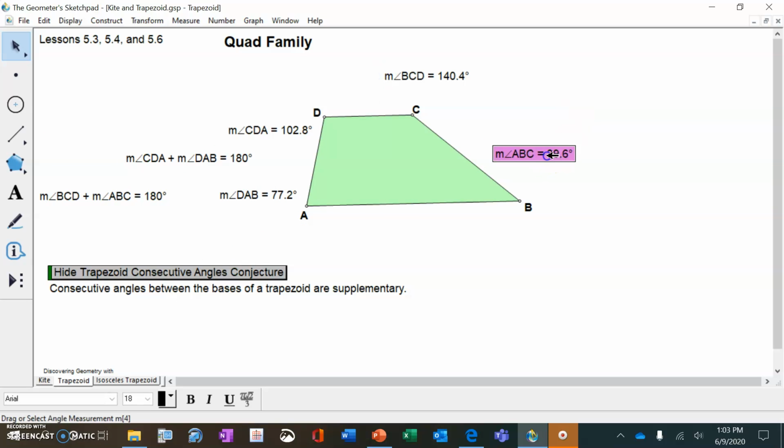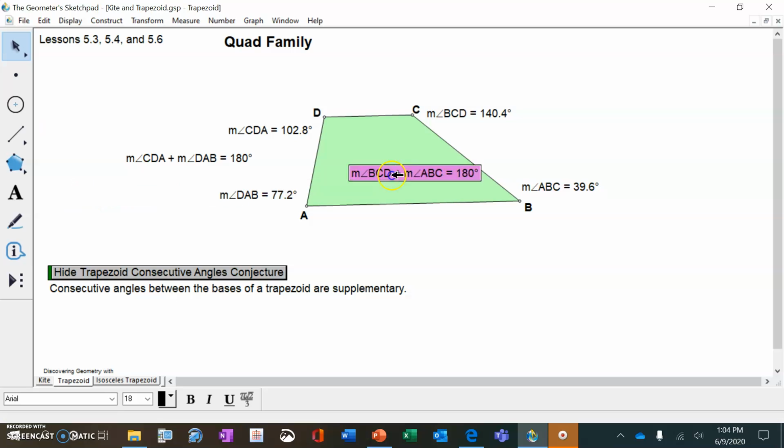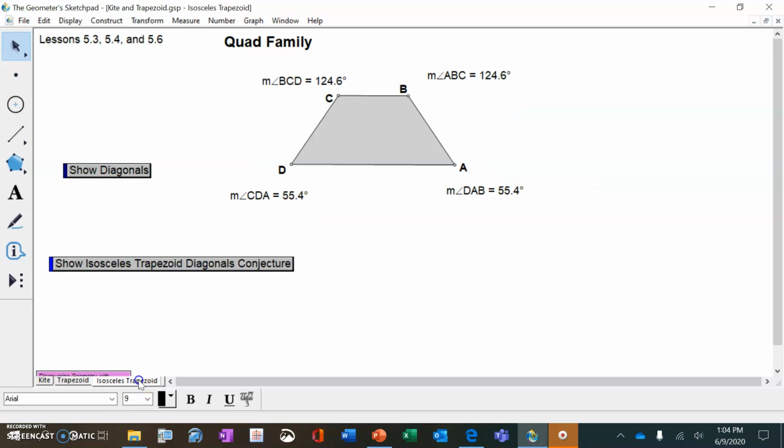Okay, now let's go over here. This angle and this angle are consecutive angles between the bases. Here are the bases, and then these are the angles that would be between them, and they're one right after the other, consecutive. Now look what happens when you add those up. They add up to be 180. So conjecture number 38, consecutive angles between the bases of a trapezoid are supplementary. Now our last 2 conjectures deal with isosceles trapezoids. So not just regular trapezoids, but isosceles trapezoids.